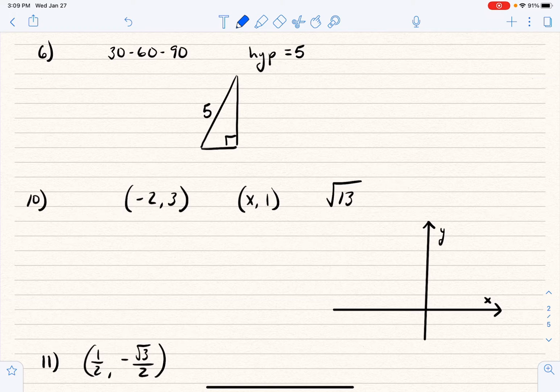All right, number 6, super easy problem. Hopefully you know your special right triangles. Hopefully you've kind of looked over those. It says that the longest side on a 30, 60, 90.